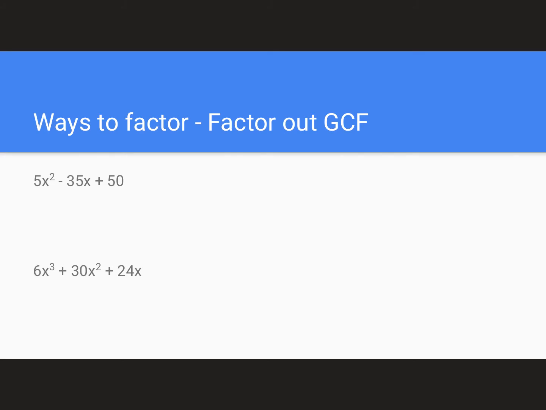The first one is simply to factor out the greatest common factor. So let's look at this first one. I can see that these all have a common factor of 5. If I factor out the 5, I get 5 times x squared minus 7x plus 10. Well, I can factor that because I can find two numbers that multiply to 10 and add to negative 7. So that becomes 5 times x minus 2 times x minus 5.